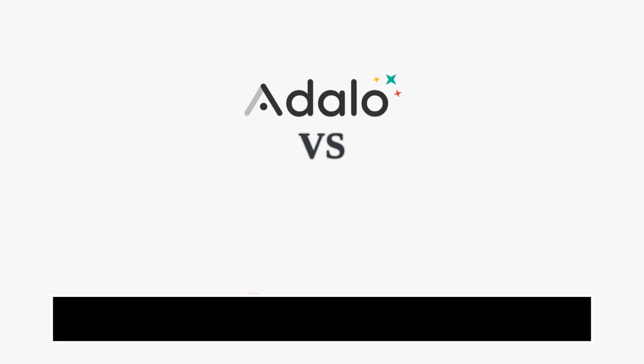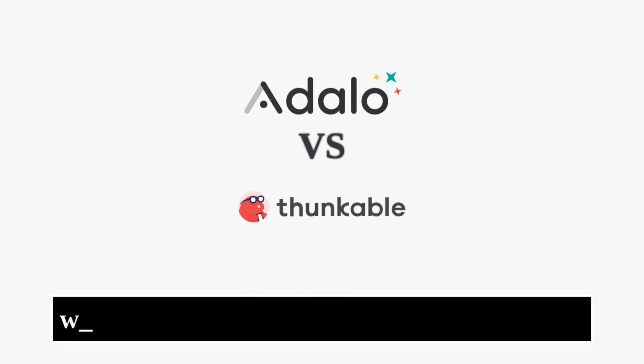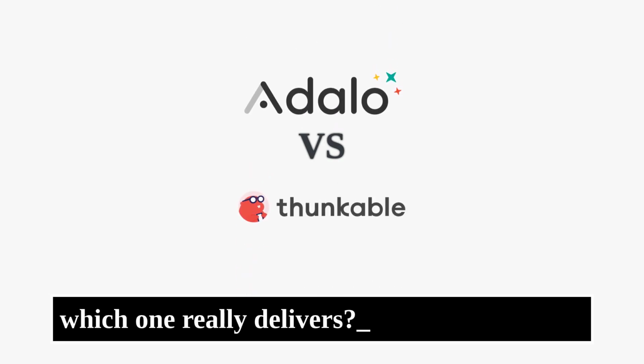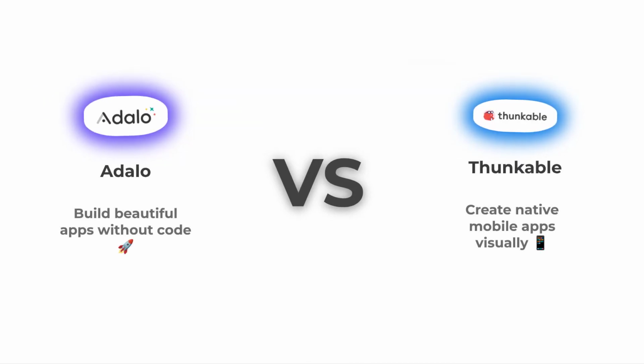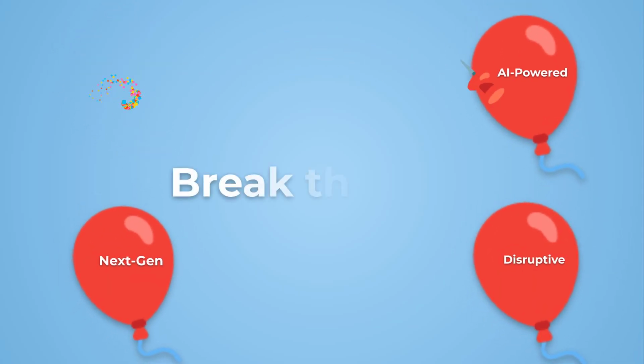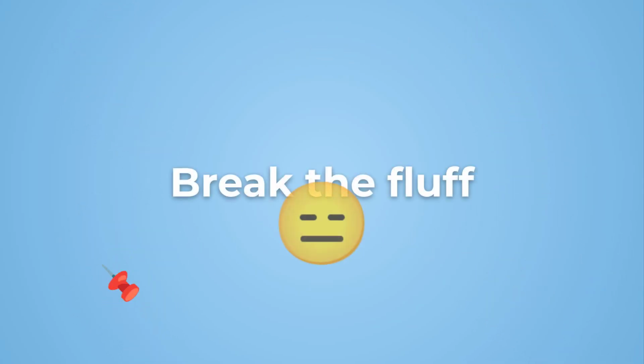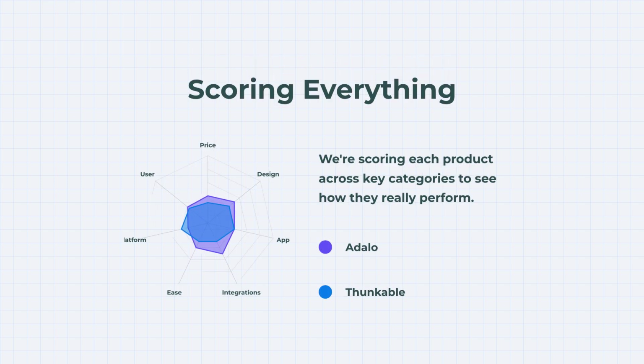Two app-building powerhouses, one face-off, Adalo versus Thunkable. Which one really delivers? On the left, Adalo, effortless, beautiful apps without code. And on the right, Thunkable, create native mobile apps visually and flexibly. Let's skip the buzzwords and dive into the features that actually matter. We'll score them in 7 critical categories so you'll know exactly who comes out on top. The result might be a surprise in 2025.